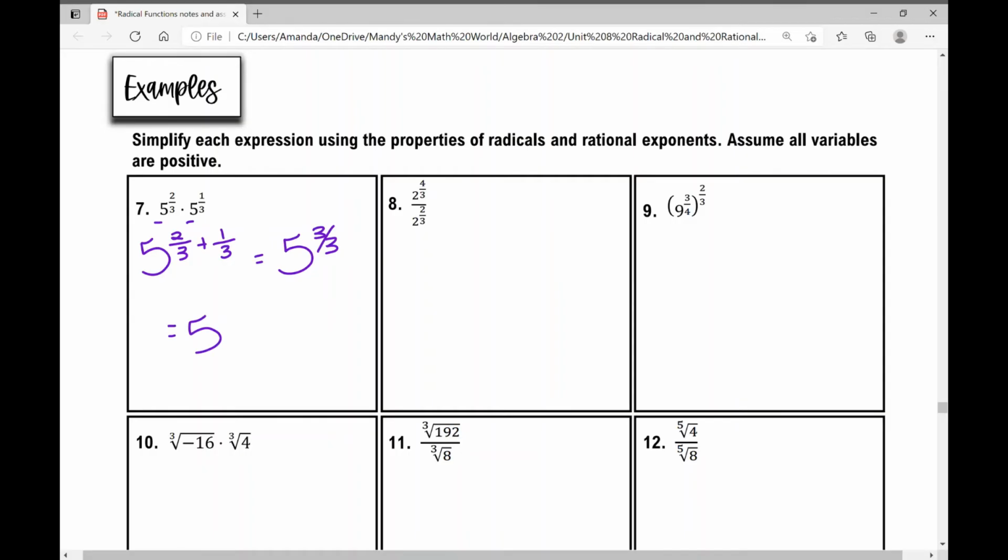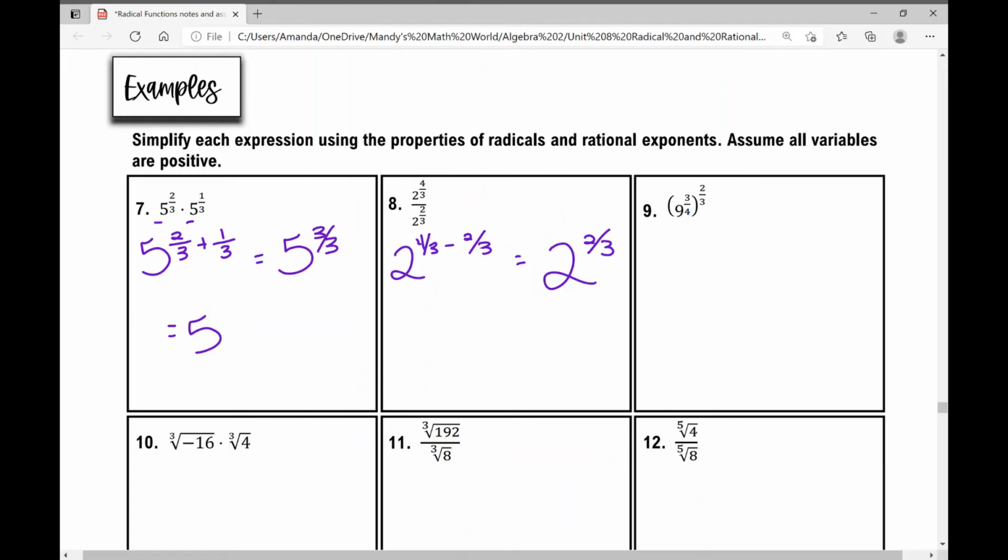So let's move on to number 8, where we're going to apply our quotient rule. We've got the same base raised to exponents, so we're going to subtract our exponents. That's going to be 2 to the power of 4/3 minus 2/3, which is 2 to the power of 2/3. And we can leave it just like that. So that can be our answer. And if you think you want to write it as the cube root of 2 squared, or the cube root of 4, that's fine as well.